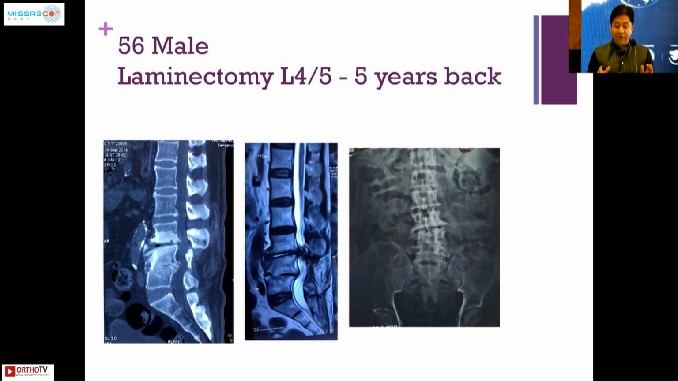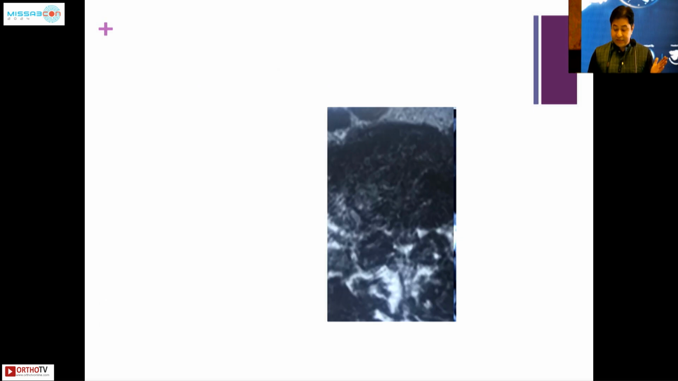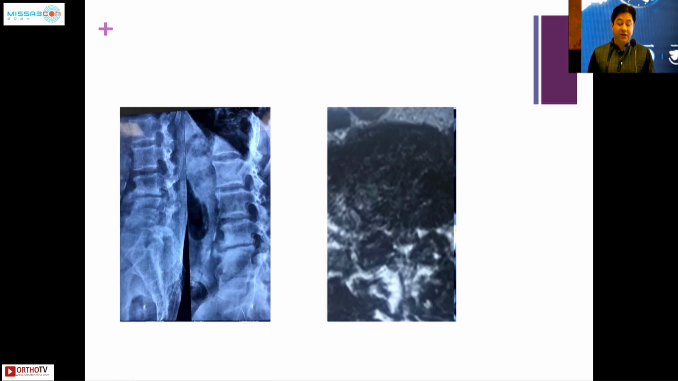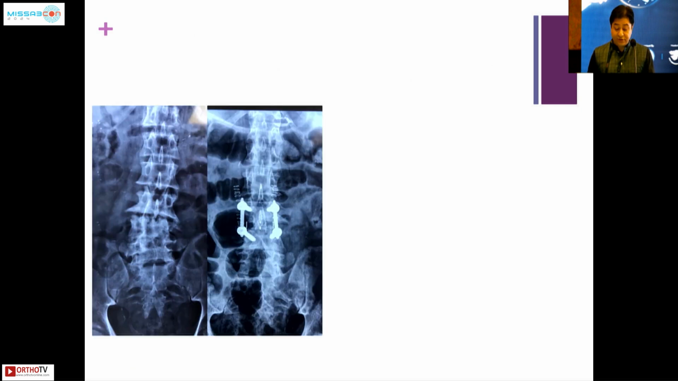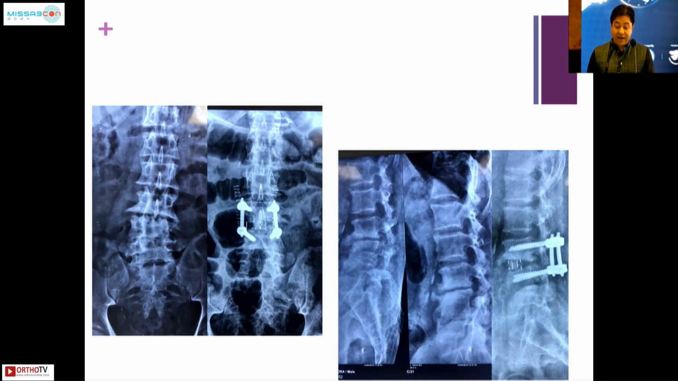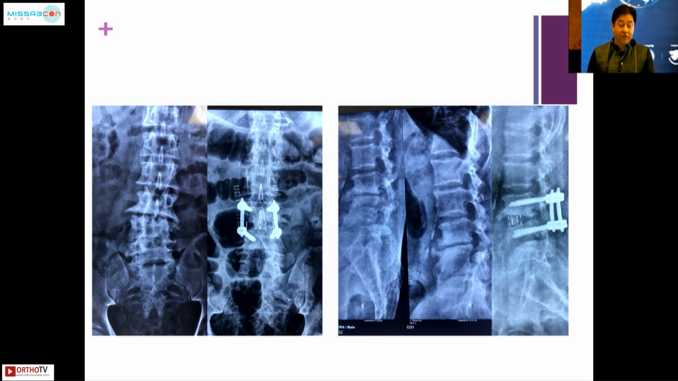So if you have to treat this 56-year-old female with a laminectomy done 5 years back, you know there are many ways to do it, but this is just a simple one, and this is how the patient looks. You have a kyphosis, you have a lumbar canal stenosis, and we did a single-level OLIF and MIS fusion, and this is what we could achieve.